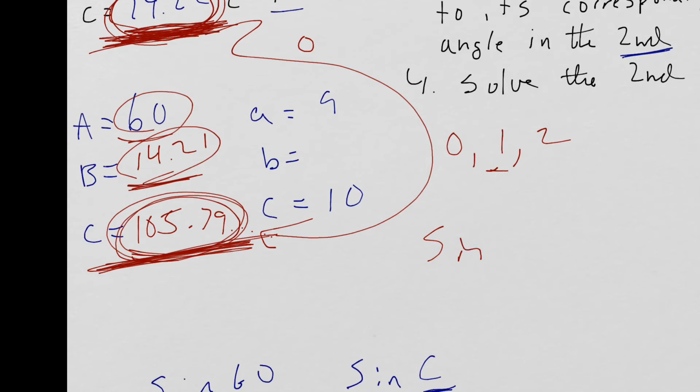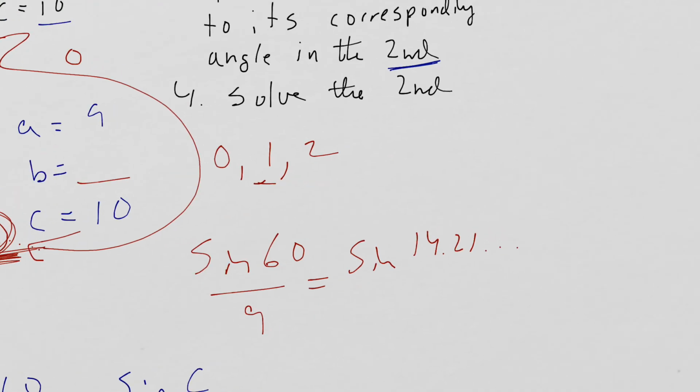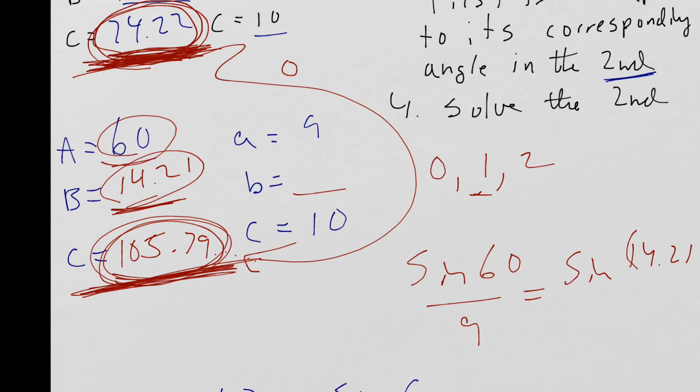Now to solve for that, it's going to be sine of 60 over 9. To solve for this B is what I'm getting at. Sine of 14.21, but use that whole number. Okay, grab it on your calculator. So 9 times sine of that number divided by sine of 60. I get 2.55.